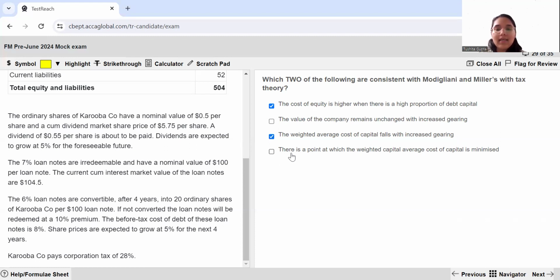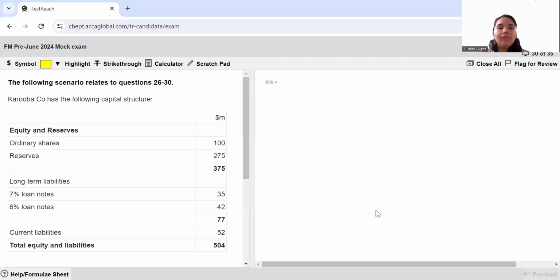Then the last statement says there is a point at which the weighted average cost of capital is minimized. No, this is not correct. According to M&M with tax theory, the with tax theory tells you to take as much debt as possible. Hence, there is no point where they think that the WACC is minimized. So these two are the correct statements over here.